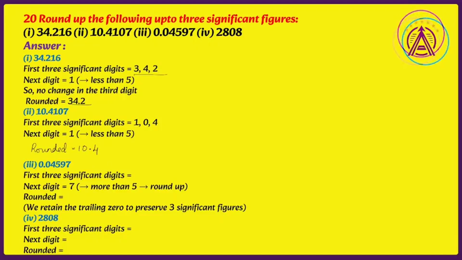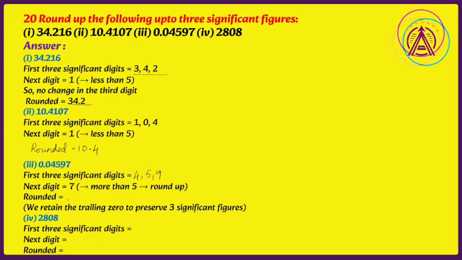Third one, 0.04597. Again, my leading zeros are non-significant. So my first 3 significant digits will be 4, 5, and 9. After 9, the next digit is 7, right? Since 7 is more than 5, I have to round up my 9 to the next digit, which becomes 10. So when it becomes 10, I get 0 here and a carry forward over here.